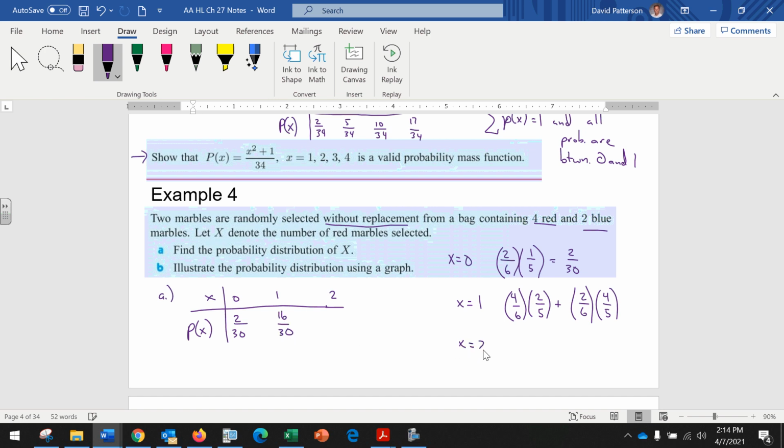And if I have x equaling 2, that means they were both reds. That's 4 out of 6 times 3 out of 5, giving us the 12 out of 30. And double check here, that does add up to 30 out of 30, so we're good. The second part just has to make a graph, and you guys got that. I'm not going to worry about that right now.